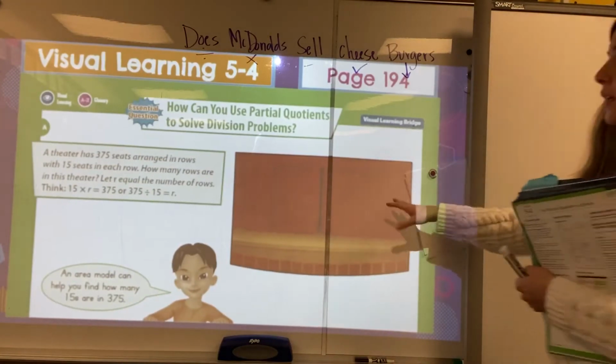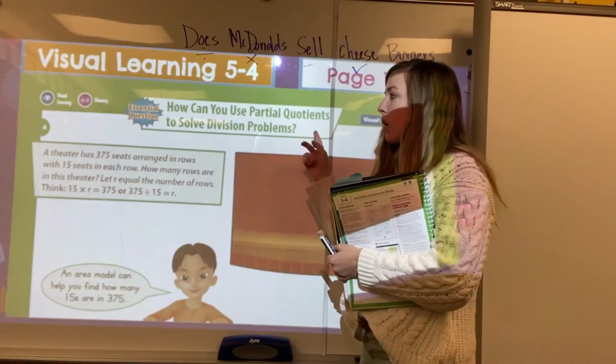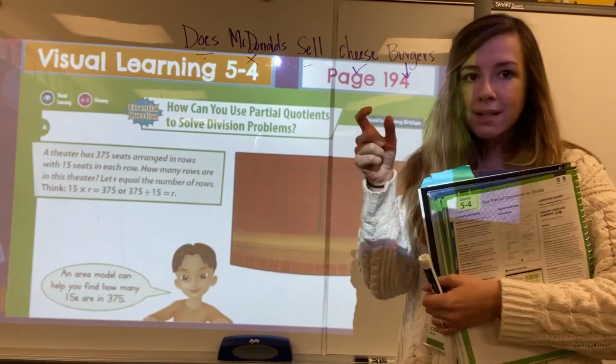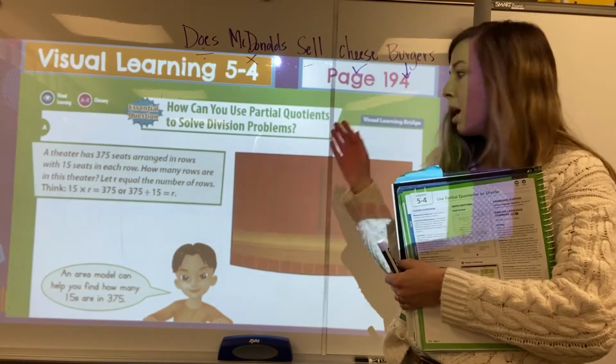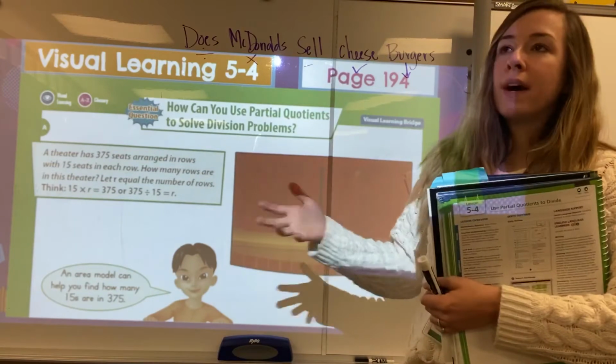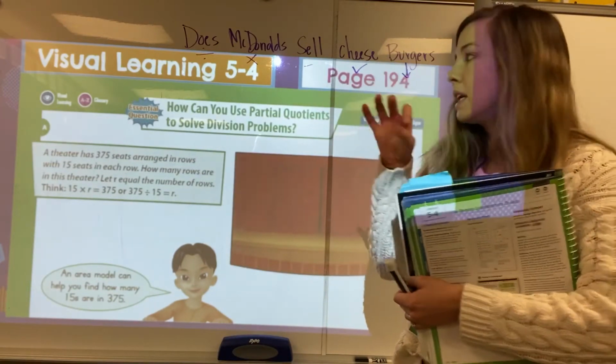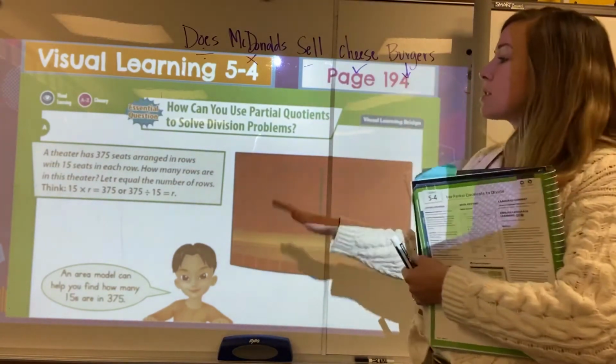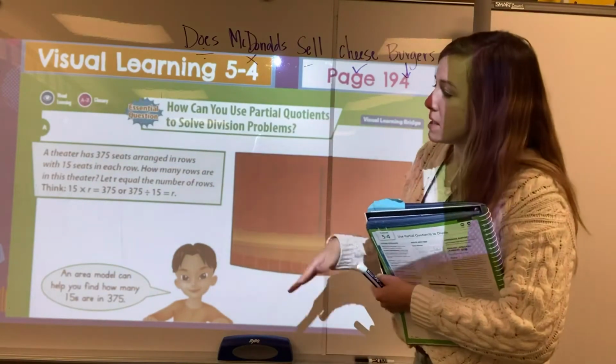Okay, so here's our theater. How can we use partial quotients to solve division problems? So part of the answer. It's sort of like what we did with our area model, because we're finding part of our answer and divvying it up. A theater has 375 seats arranged in rows with 15 seats in each row.